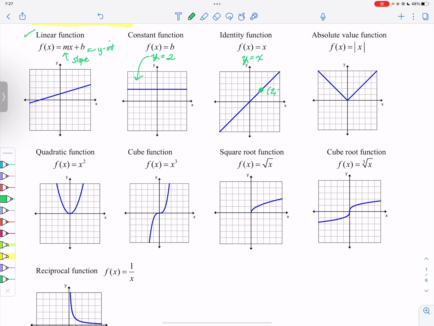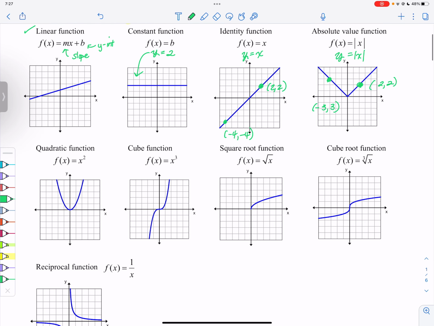So the point 2, 2 is on the graph. The point negative 1, 2, 3, 4, negative 4 is on the graph, and so forth. The absolute value function, y is equal to the absolute value of x. No matter what x value is input into the function, the y value is the positive part only. So you would have the point 2, 2 on the graph, and negative 3, 3 on the graph. So the y value is always positive.